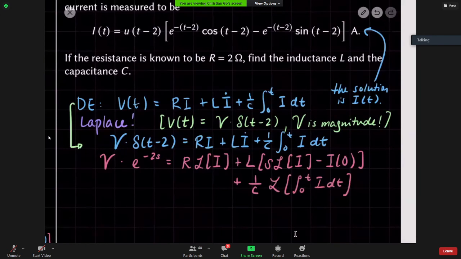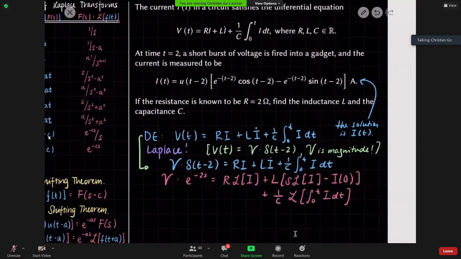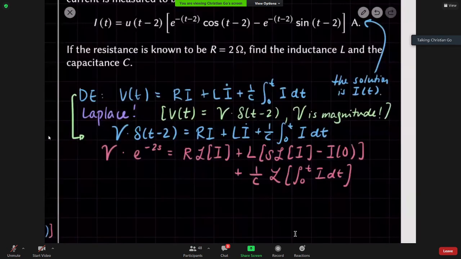Okay. Do we know what the current is at time 0? Yeah, the gadget is turned off at time 0. So this current is just 0 at time 0. So what does our differential equation become in the Laplace world?